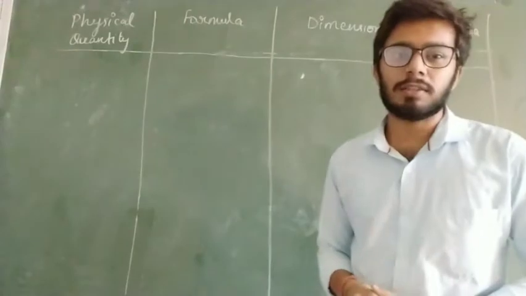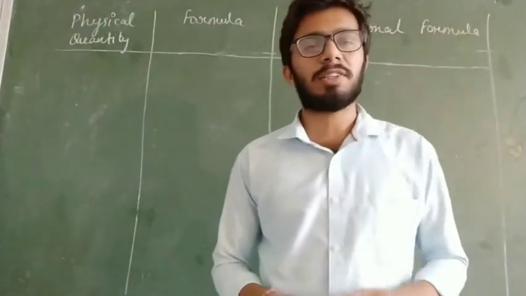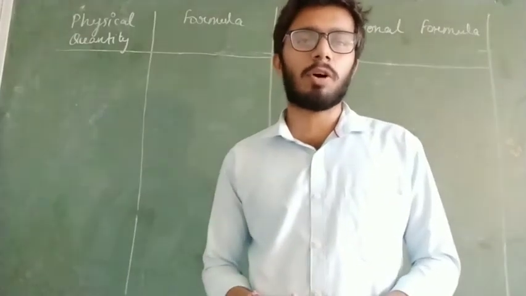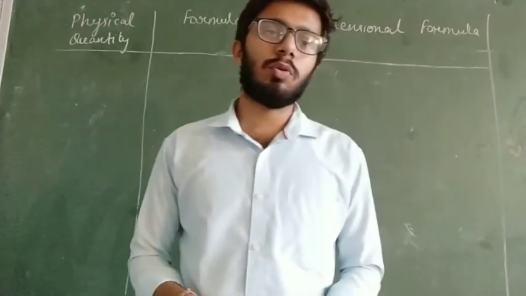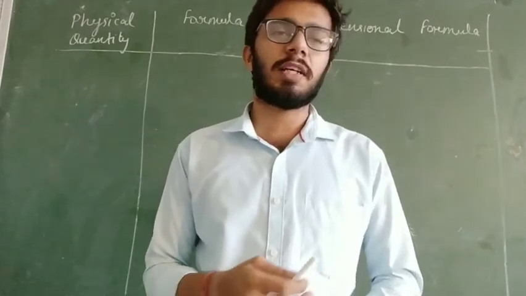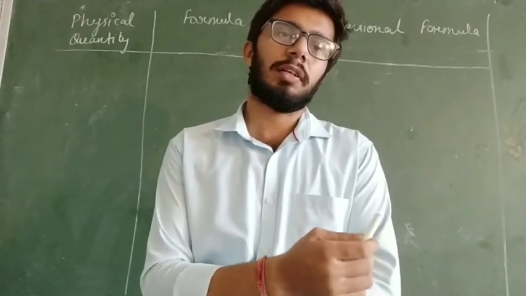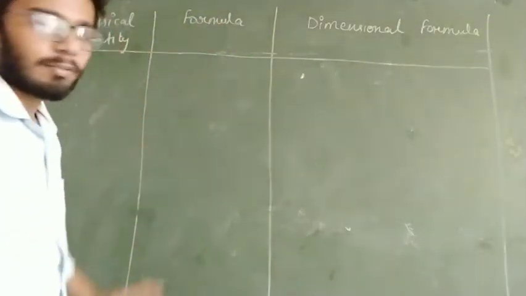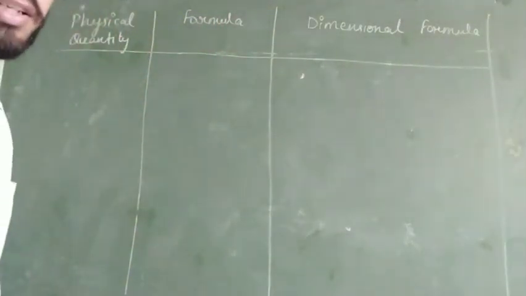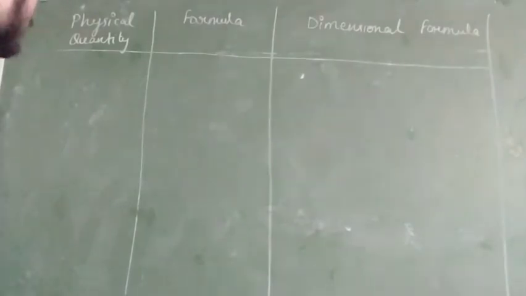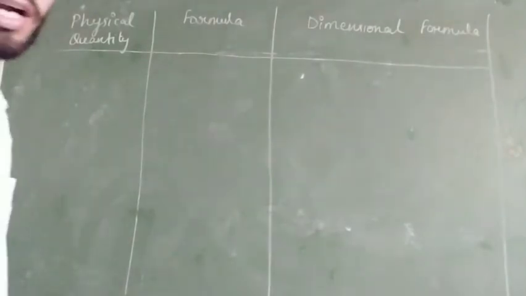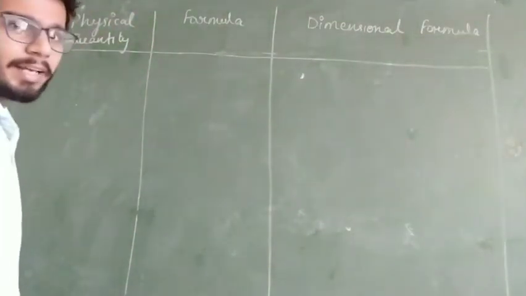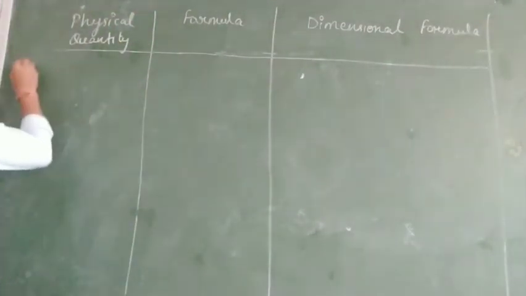So welcome students, we are going to speak about dimensional formula in this video. Generally, for obtaining a dimensional formula, firstly we have to know what a physical quantity is and its formula also. So suppose we take physical quantities one by one and derive their dimensional formulas. Let's start with some basic physical quantities like area. So first is area.